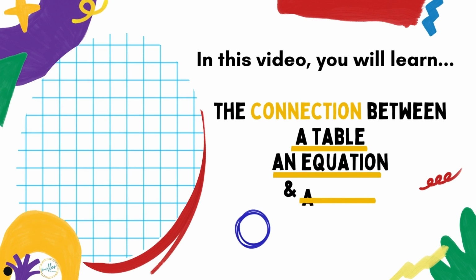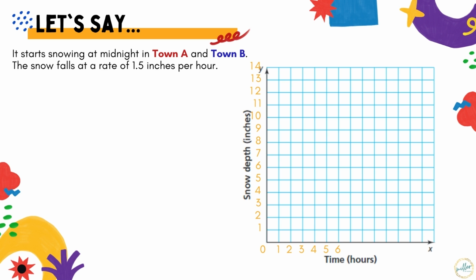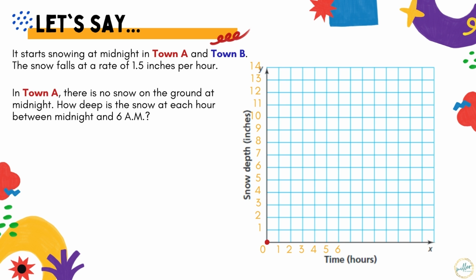In this video, you will learn the connection between a table, an equation, and a graph. Let's say it starts snowing at midnight in town A and town B. The snow falls at a rate of 1.5 inches per hour. In town A, there is no snow on the ground at midnight. So you can see on the graph, at 0 hours, I put a point at 0, 0.